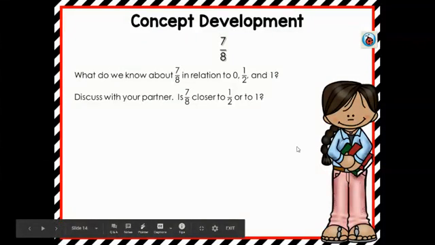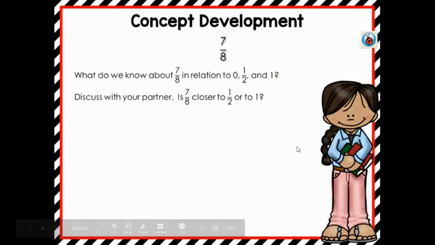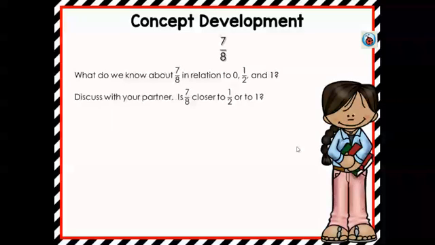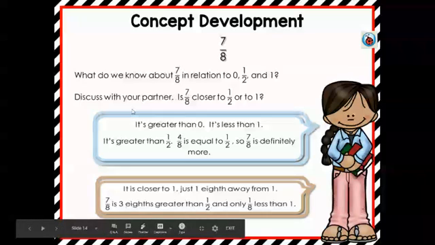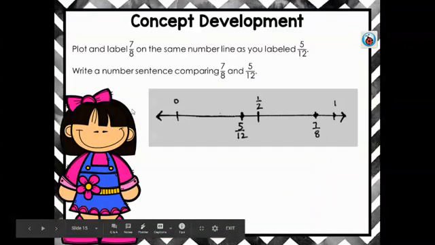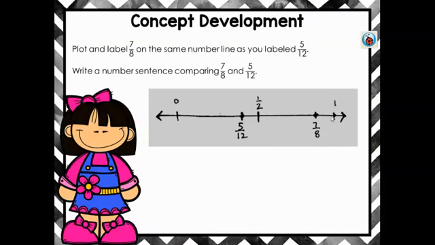7/8 in relation to 0, 1/2, and 1. Well, 8/8 is 1 whole, so 7/8 is just a little less than that, so it's going to be closer to 1, because 4/8 would be 1/2, because half of 8 is 4. So it's going to be closer to 1. There it is on the number line. 7/8, so 8/8 would be 1 whole, so 7/8 is a little less than 1.